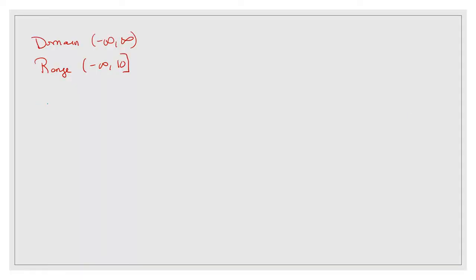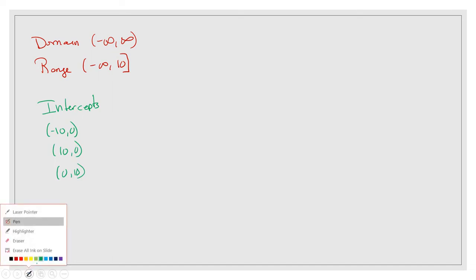Okay. So for our intercepts, it looks like we have (-10, 0), we have (10, 0), and it looks like we have (0, 10). Agreed? Okay. Symmetry.